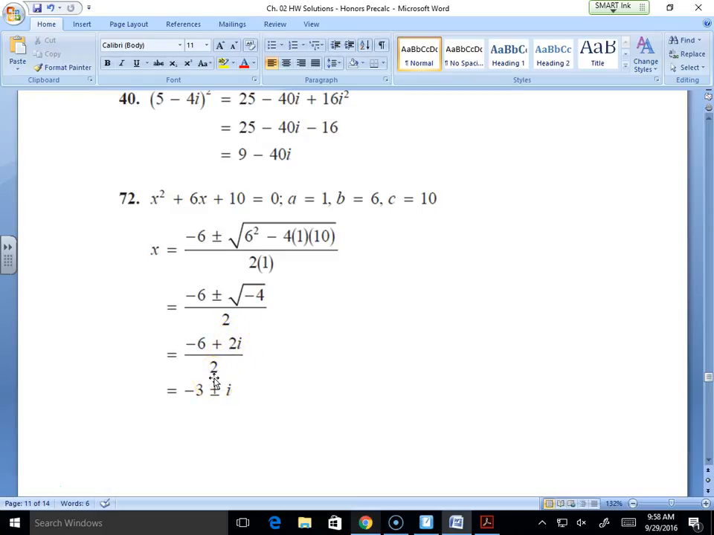The 2's would have canceled and you would have been totally wrong. The proper way: pull out a 2 from the top. Since it's shared, you would have gotten -3 plus or minus i. The 2's could then reduce, or divide both by 2. Either one, right? Okay. And with that, we're done.